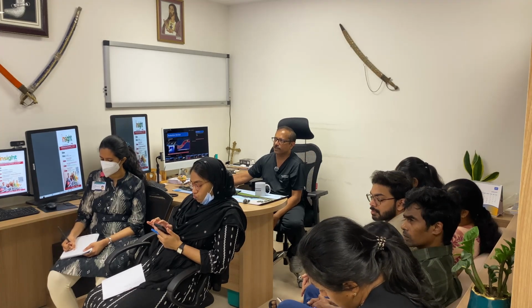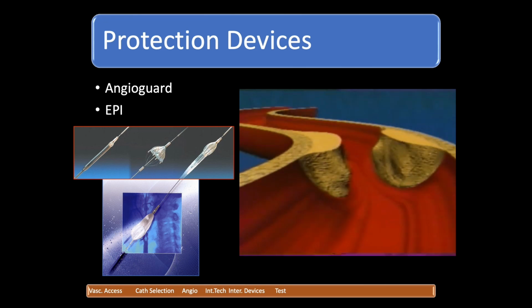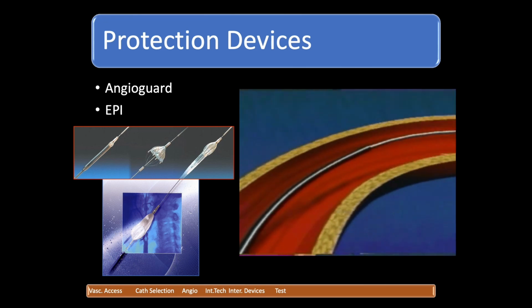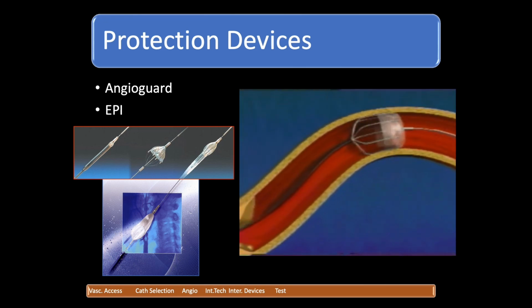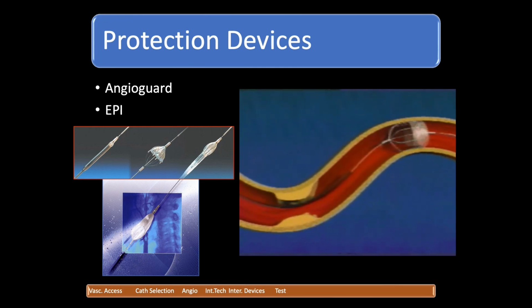Several types of protection devices are there. This is called a distal embolic protection device, called the EPI filter. Angioguard is another type of filter. So this is how the things are working. So you first keep the protection device, expand the protection device first. Okay, you cross the lesion, deploy the protection device first, and this will allow only particles to be filtered here. The blood will go up to 40 microns. It will filter here.